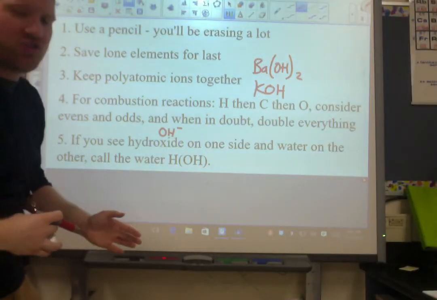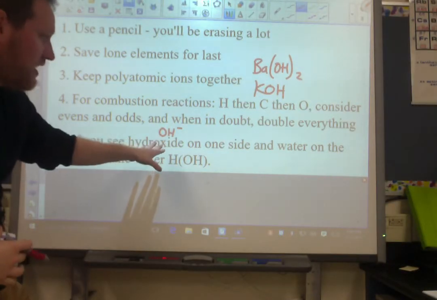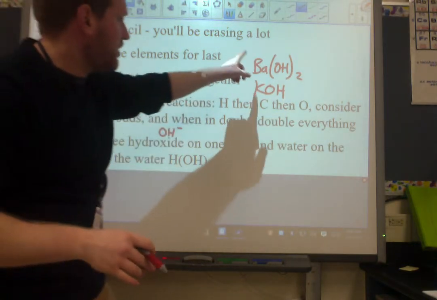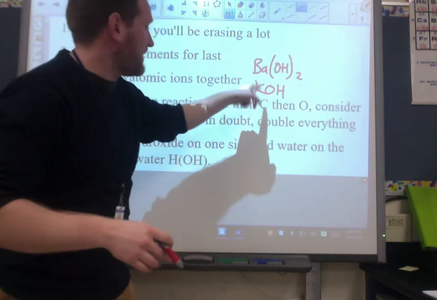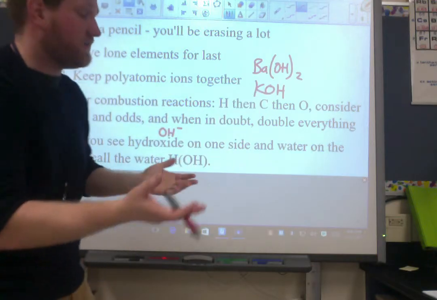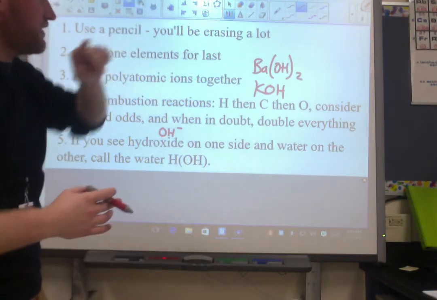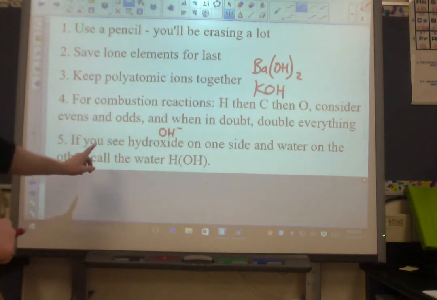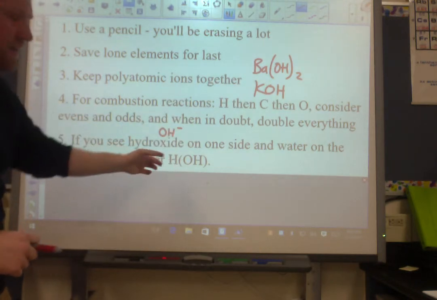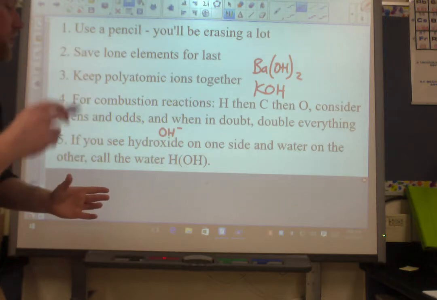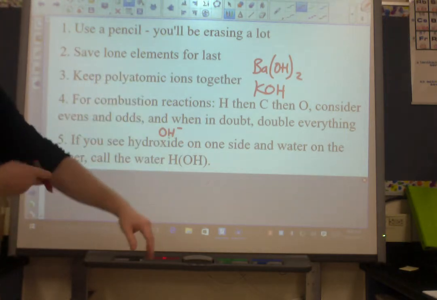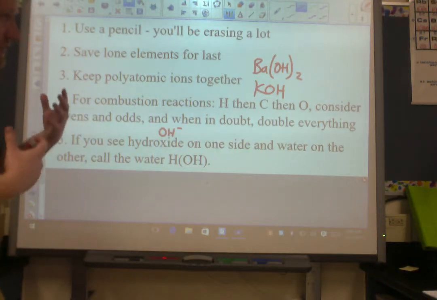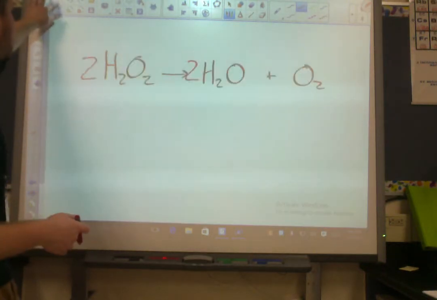So if you see the OH polyatomic ion on one side and water on the other, meaning not hydroxide, like if you see barium hydroxide on one side and potassium hydroxide on the other, that's fine, leave it as hydroxide. But if you don't see the hydroxide on the other side, but instead you see water, here's what you want to do. Call the water HOH. Instead of H2O, call it HOH. And this is useful because now you don't have to break the hydroxide down into O and H. It's very annoying and it's going to take you more time. So here's an example.